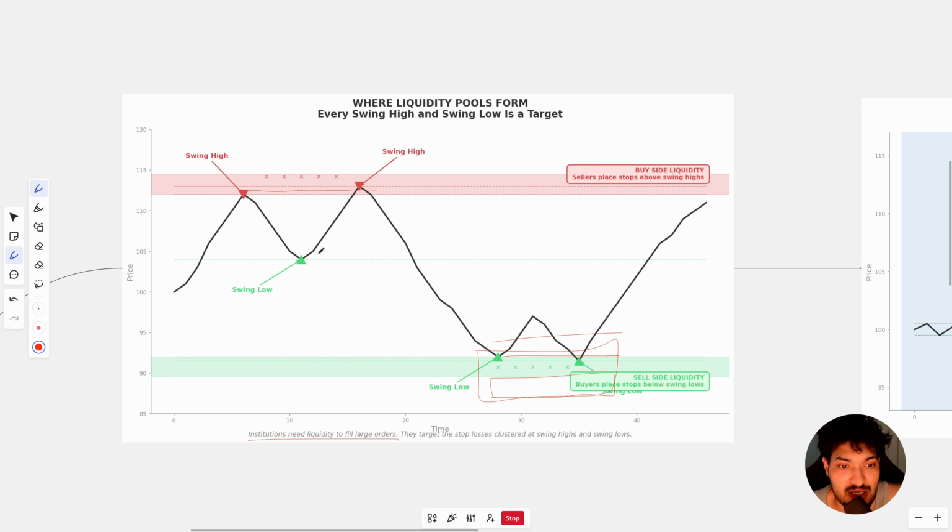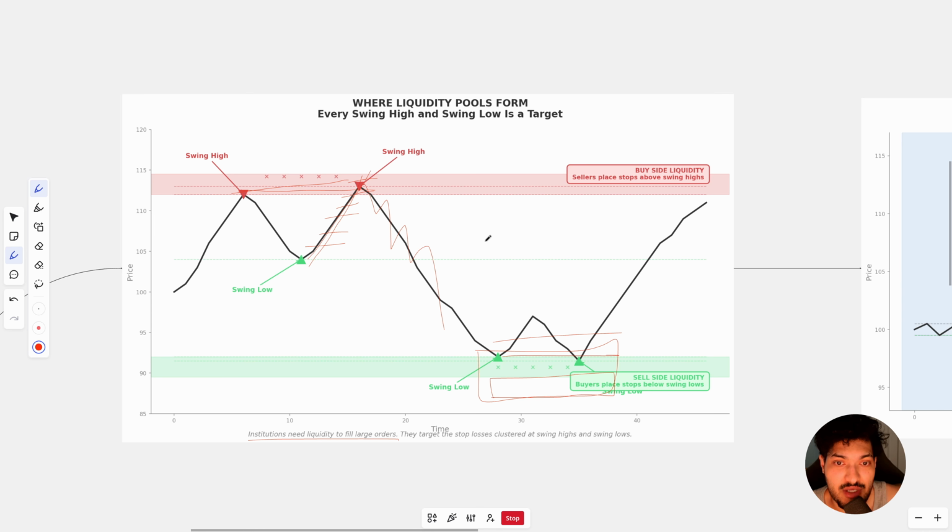So it would be reasonable to assume that you can target the sellers. Buy up to the sellers, and as you're buying up to the sellers, you're filling your sell orders along this whole move to get an optimal price. And once you hit that swing high, then you start pushing price down in your direction. This is what the institutions do. They're going to target the stop losses cluttered at these swing highs and swing lows.